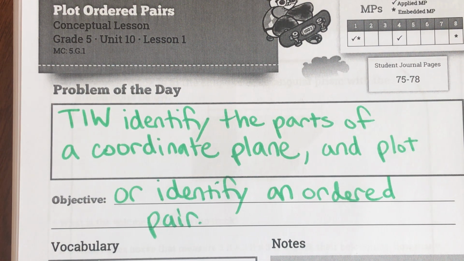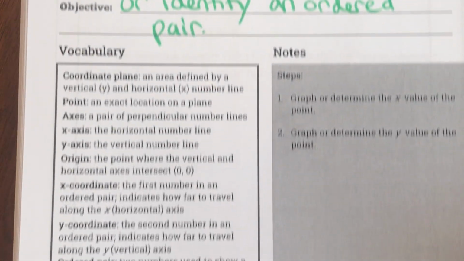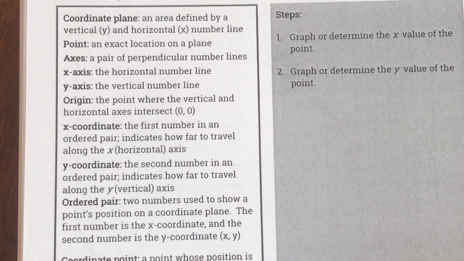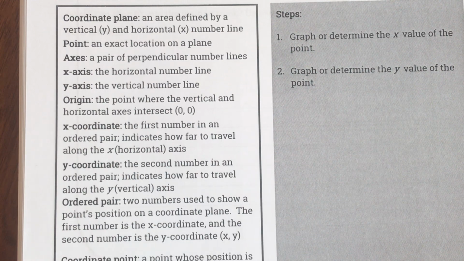So before we can even understand that goal, we have a lot of vocabulary to discuss. Okay, again, don't get overwhelmed. We're going to be using these words and practicing them for days. So that today we're just going to take some notes that we can refer back to. Okay, so what is this coordinate plane? So a coordinate plane, it tells us, is an area defined by a vertical Y and a horizontal X number line. Okay, so we're going to kind of draw one down here.